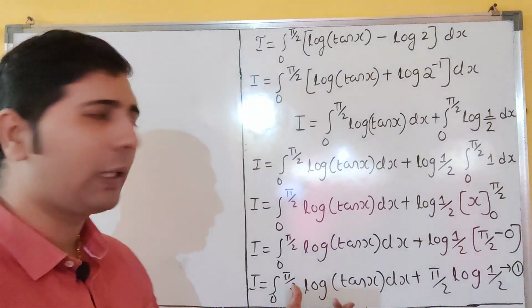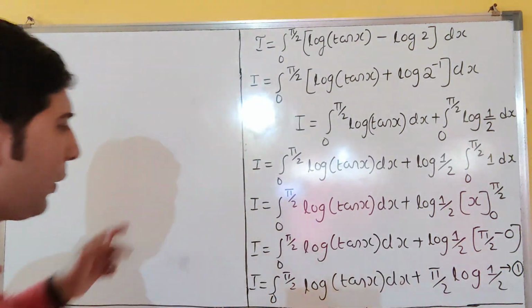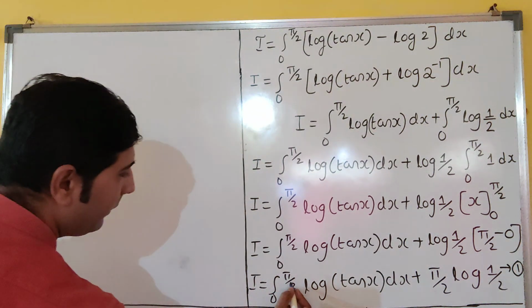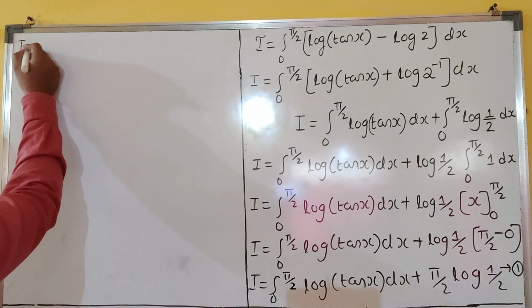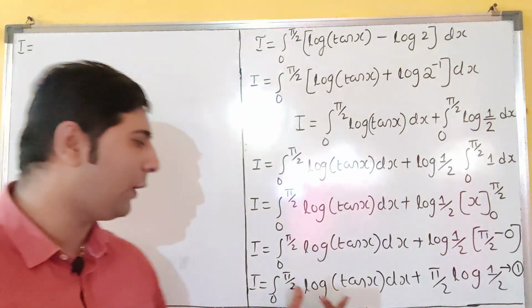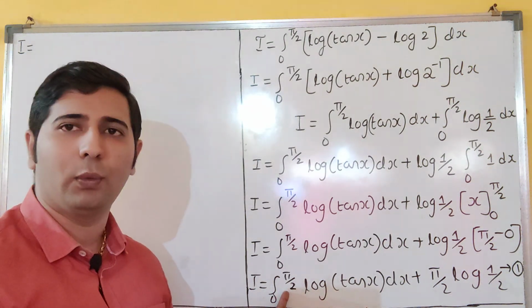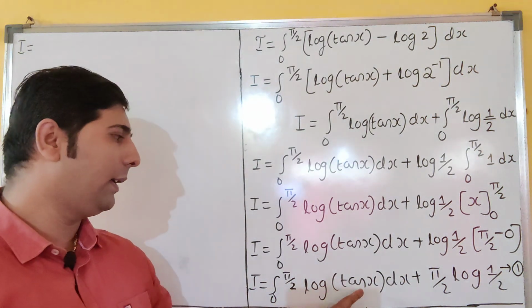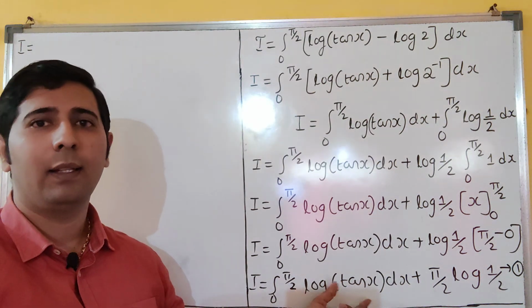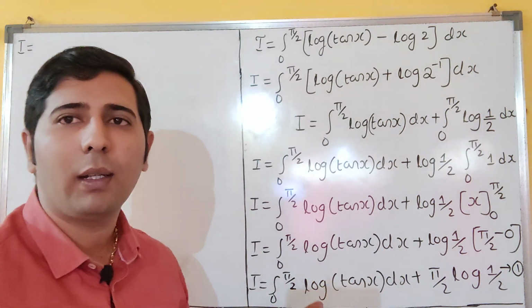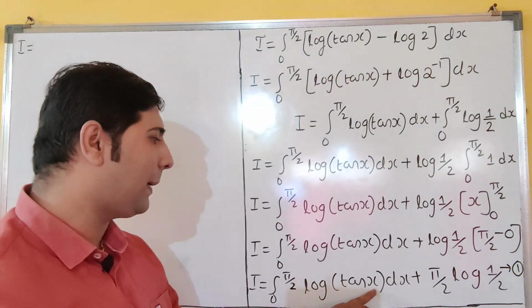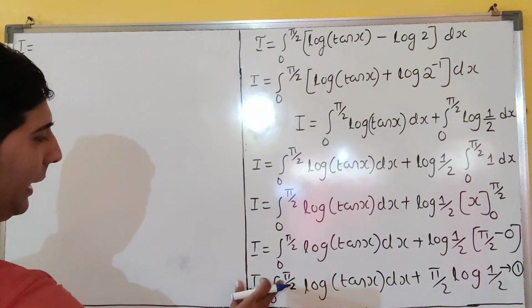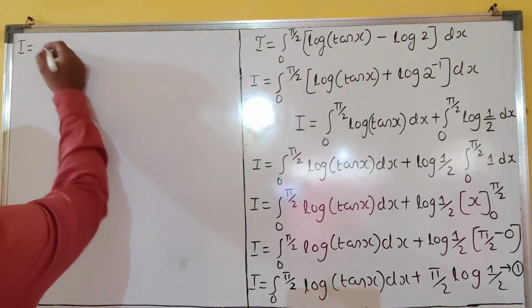Now we will continue the answer. I hope you have copied this one. So now see here. This is equation 1. So I is equal to, I will apply King formula for this. 0 to pi by 2. King formula, what does it say? A plus b minus x. X you have to replace by a plus b minus x. A plus b minus x means a is 0, b is what? Pi by 2. You replace that.